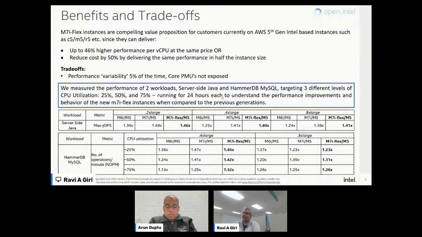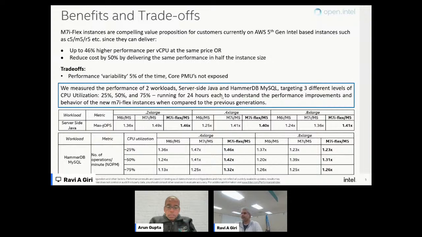So here we just took two examples: server-side Java and a HammerDB benchmark running against MySQL, which is the most popular open source RDBMS. And we're looking at three different levels of CPU utilization. Again, like I said, it's more temporal rather than spatial, of 25, 50, and 75%. We ran it for 24 hours each and across a few of the instance sizes to understand how much the performance improves and what it looks like compared to the prior gen and the current gen. It's a bit of a table, but I didn't want to spread it across too many graphical charts either.